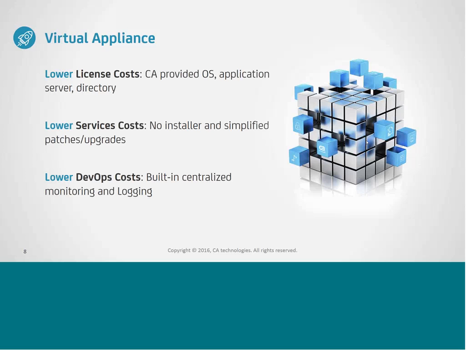Think about that. Now you have a much more elastic deployment that you can add more capacity when you need it, but also remove capacity when you no longer need it. And finally, there are savings around the costs of licenses. With a virtual appliance, you get support from CA for all of the components that are included in the virtual appliance, which includes an operating system, application server, CA directory inside, and so forth.